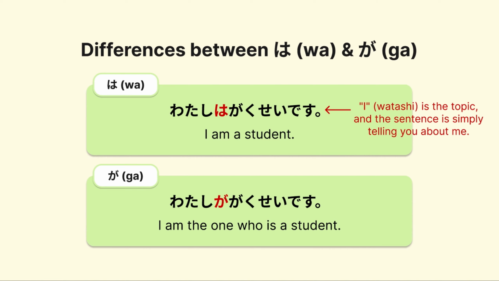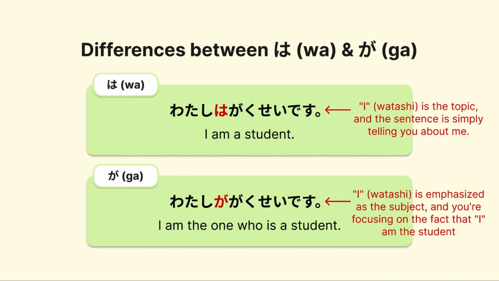When we say 私は学生です、私, "I," is the topic, and the sentence is simply telling you about me. But when we say 私が学生です、私 is emphasized as the subject, and you are focusing on the fact that I am a student.